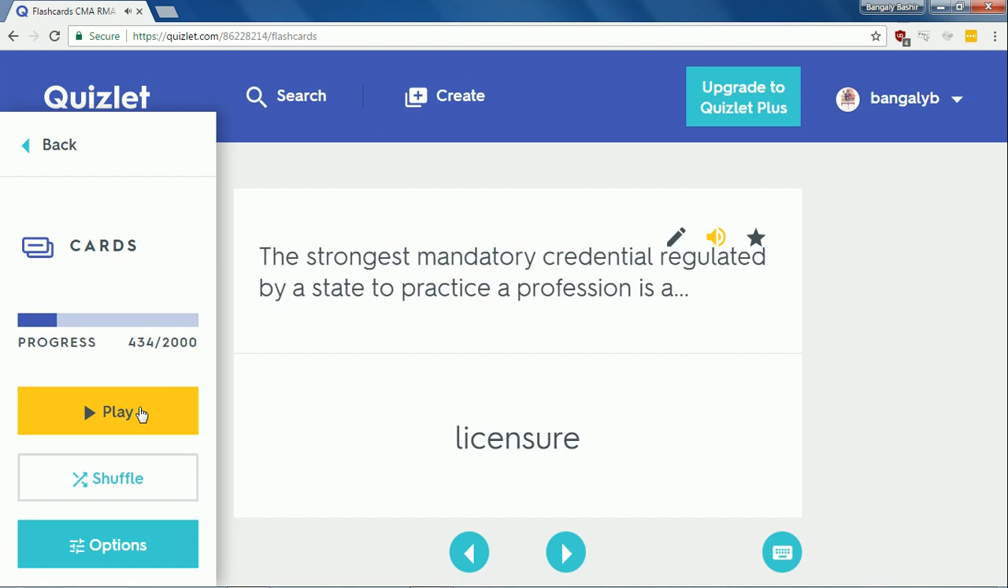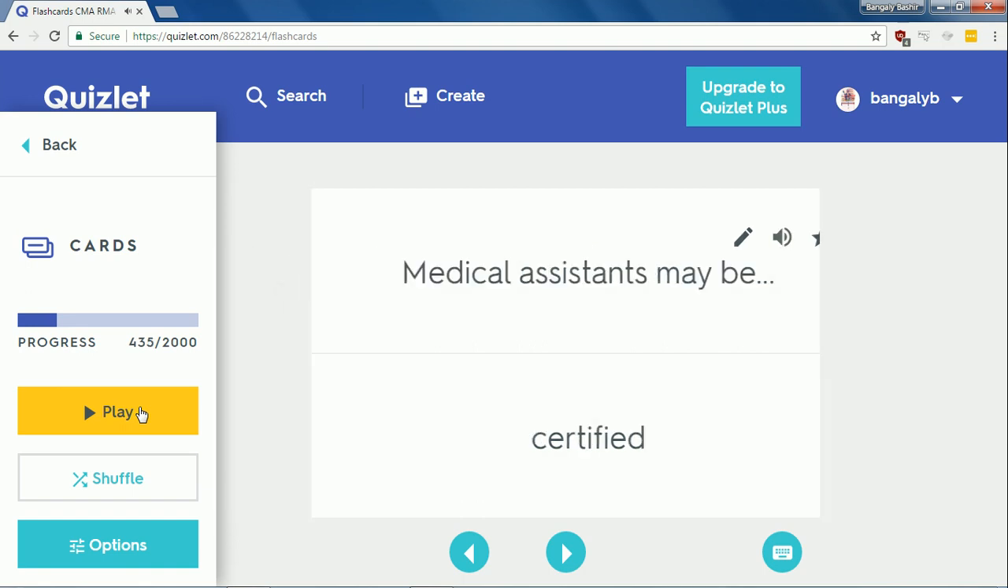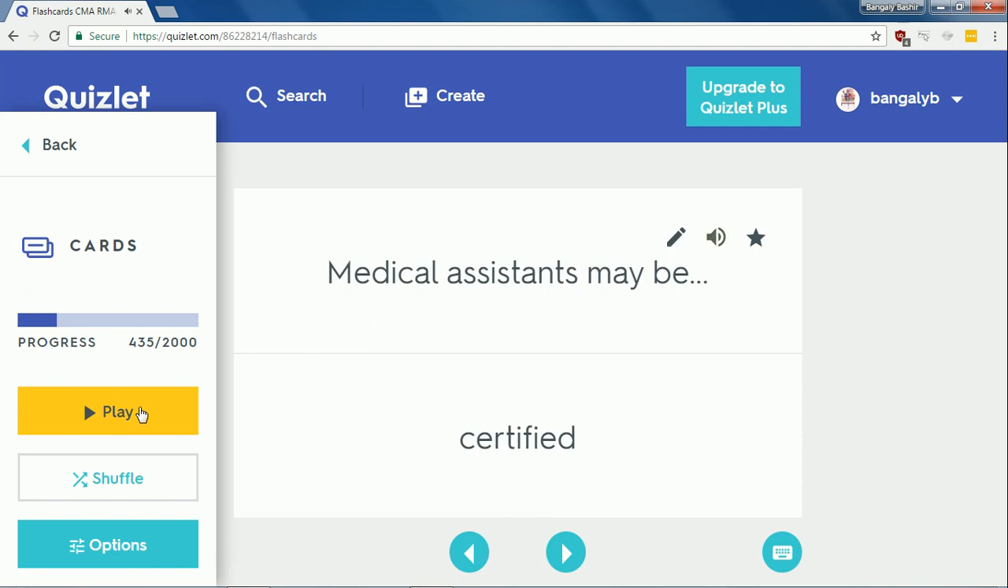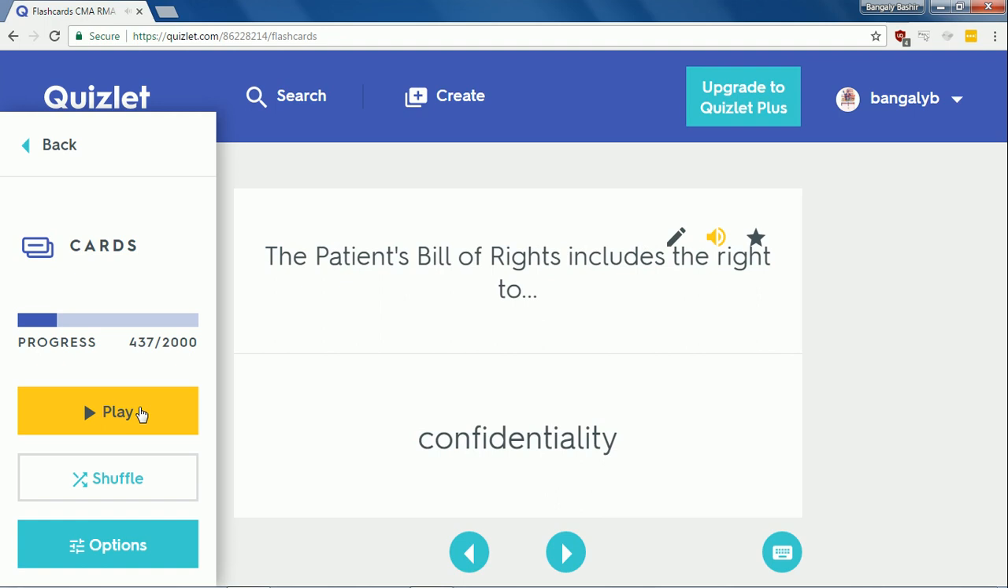The strongest mandatory credential regulated by a state to practice a profession is a licensure. Medical assistants may be certified. Ethics deal with morals. The patient's Bill of Rights includes the right to confidentiality.